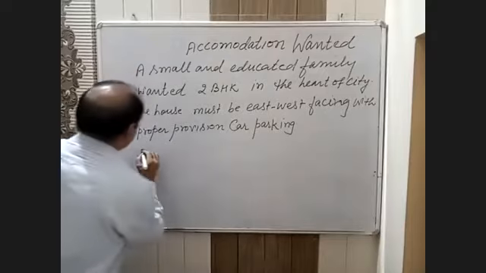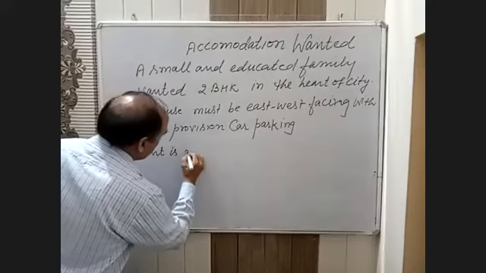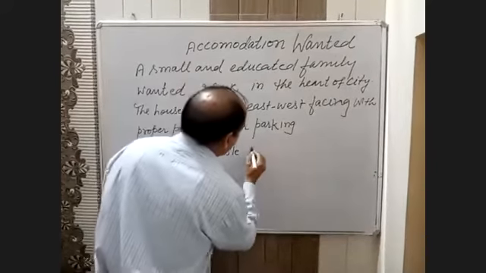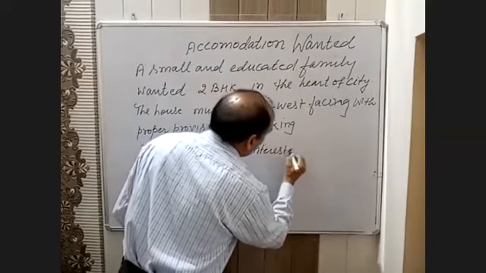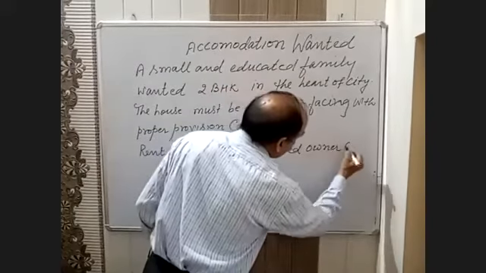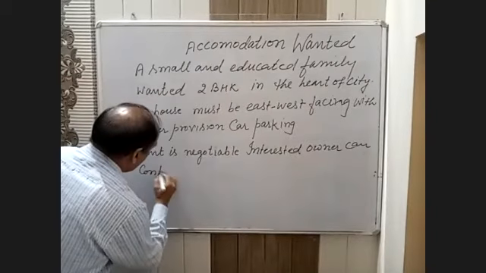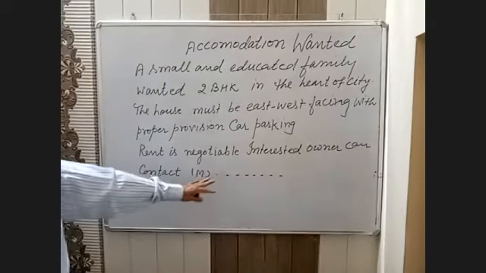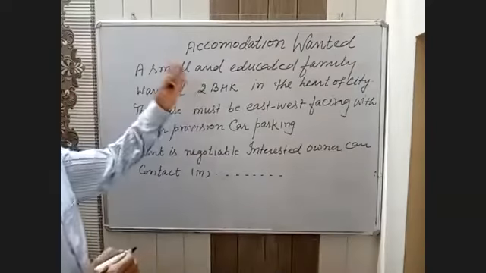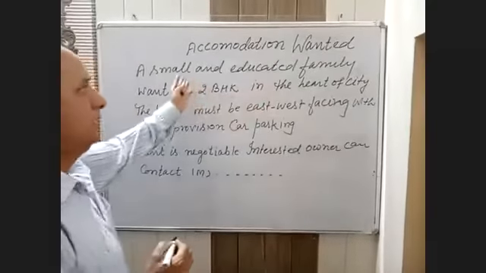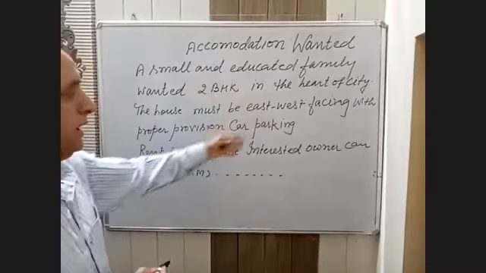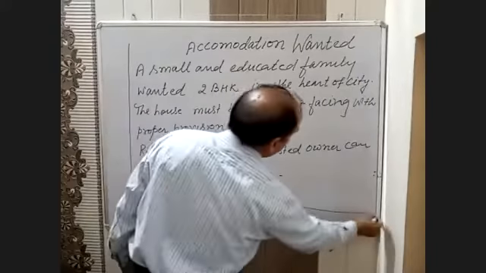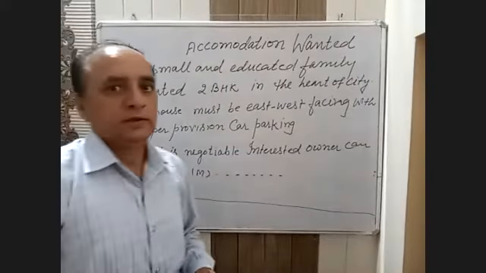Rent is negotiable. Interested owner can contact on mobile number. You can give mobile number here, timing also. And even additional information, for example, the husband is involved in DJ, teacher or anything. If you want to explain, you can explain. Like this, accommodation wanted. Okay, thank you.